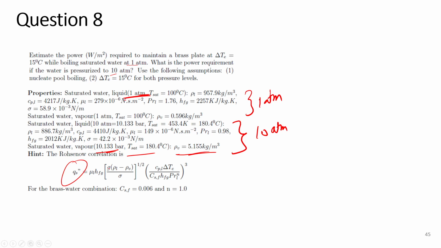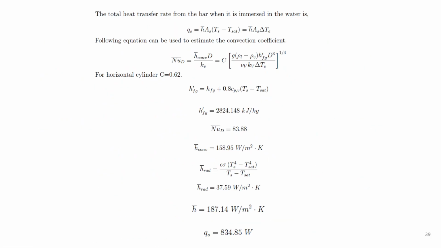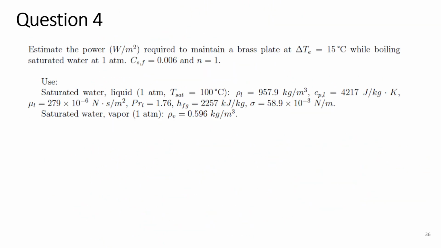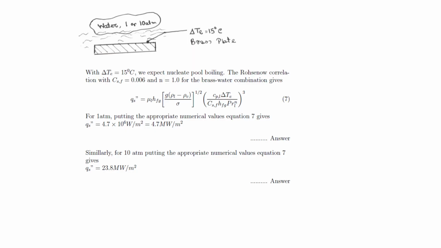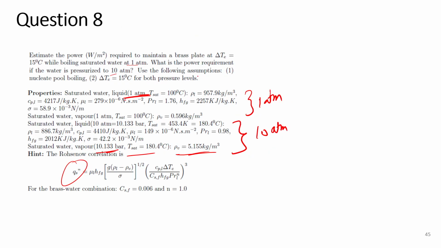So this question is almost similar to the previous question that we solved. So in which question we saw this? So yes, this is very similar to question number 4, but here we also have to find the value of delta T at 10 atmosphere. Rest all parameters as well as delta T same as question number 4. So you can try solving this question on your own.